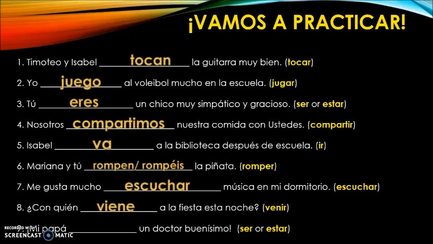Número 8, ¿con quién viene? And this is a stem changing verb, E to IE. It's also a go verb, but it wasn't in the yo form, so. But just remember it's a go verb. And número 9, mi papá es un doctor buenísimo. So it is es, ser, because it's talking about an occupation.